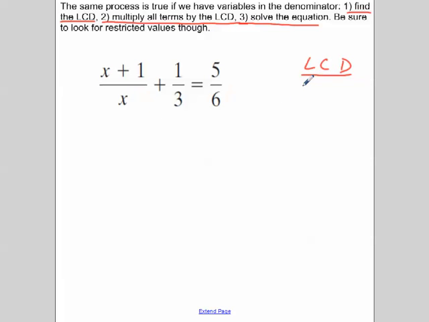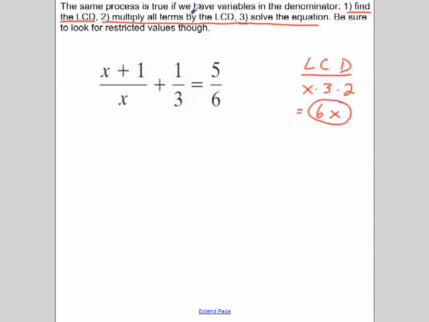We've got to have an x. We've got to have a 3. We've got to have 6, which factors to 2 and 3, so we've got to have a 2 as well. So the lowest common denominator equals x times 3 times 2, or 6x. There's our lowest common denominator.